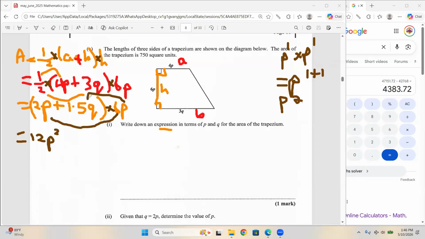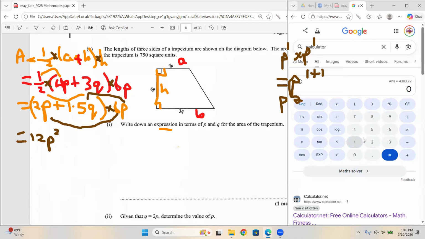1.5 by 6 is what? I think that's 3. I'm not sure, so let me use the calculator. I don't think it's 3, it might be 4 or 9. 9, yeah, that's saying 1.5 by 6 equals 9. Okay, thank you. So 9, Q by P is QP, PQ. It doesn't matter which letter you put first, just put the two letters.